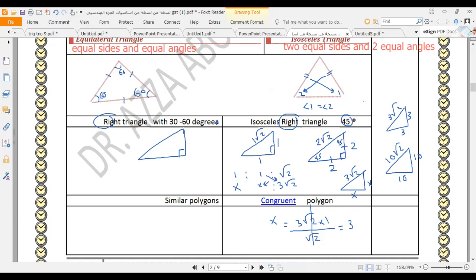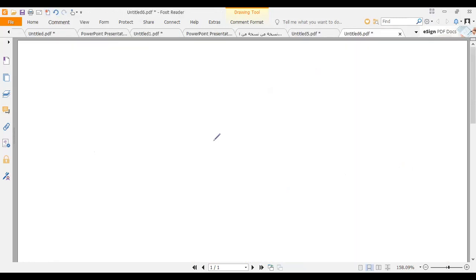Do you understand this one? Okay, I will practice with you here. Now, if this is 5 radical 2, so this is equal to what? 5. Yes, exactly. It will be 5 here, and this is 5.